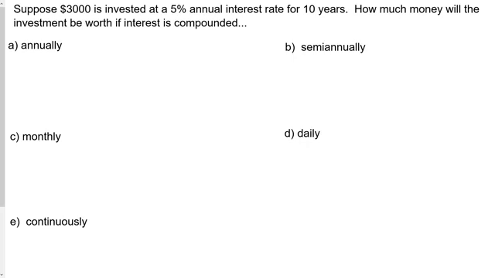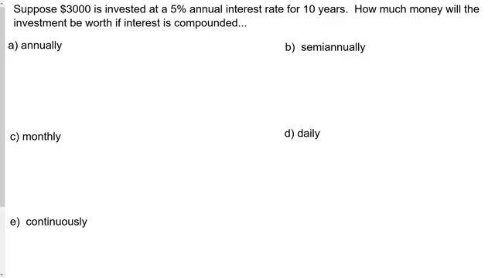So here's the example we're going to work through, and we'll get to use both formulas. Suppose $3,000 is invested at a 5% annual interest rate for 10 years. How much money will the investment be worth if interest is compounded annually, semi-annually, monthly, daily, and continuously?